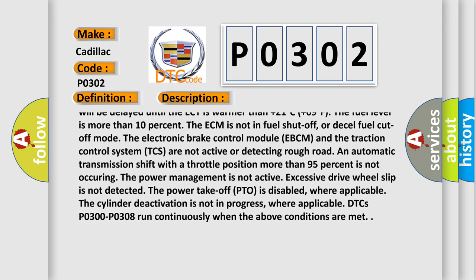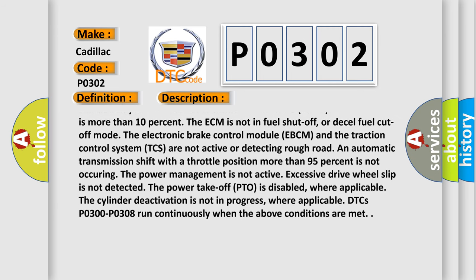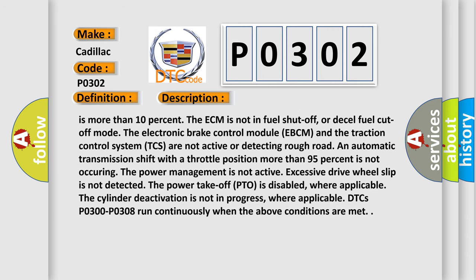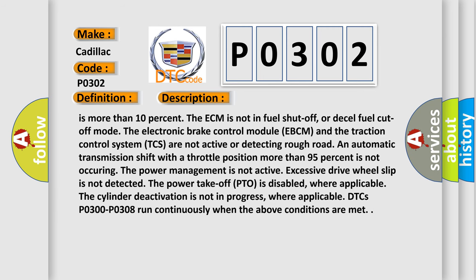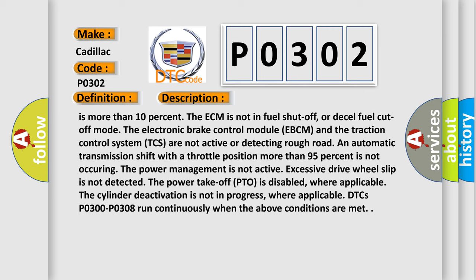The electronic brake control module EBCM and the traction control system TCS are not active or detecting rough road, and automatic transmission shift with a throttle position more than 95% is not occurring. The power management is not active. Excessive drive wheel slip is not detected. The power takeoff PTO is disabled. Where applicable, the cylinder deactivation is not in progress. Where applicable, DTCs P0300, P0308 run continuously when the above conditions are met.